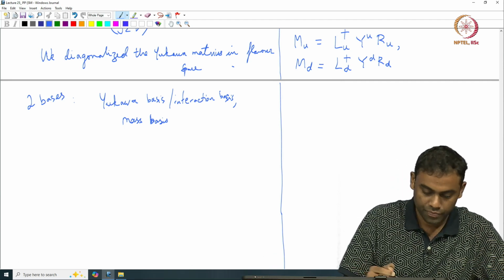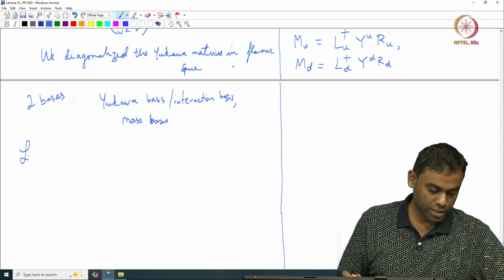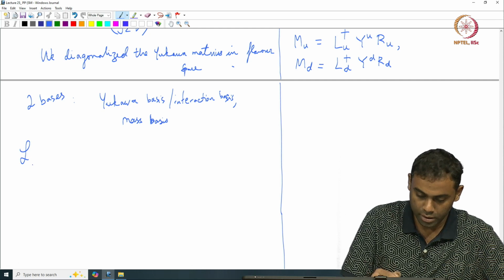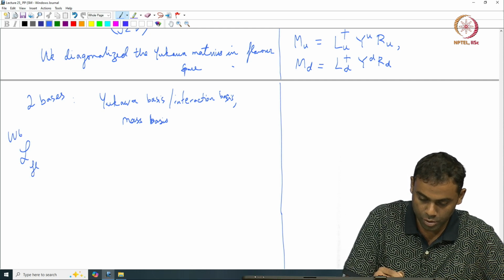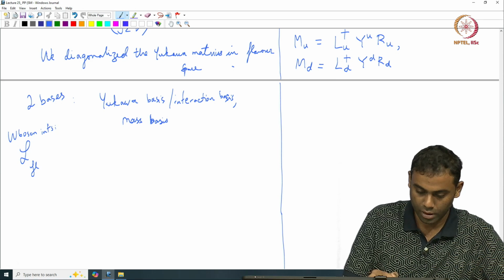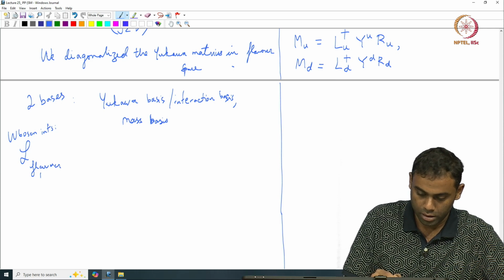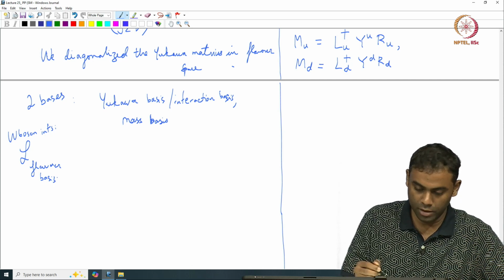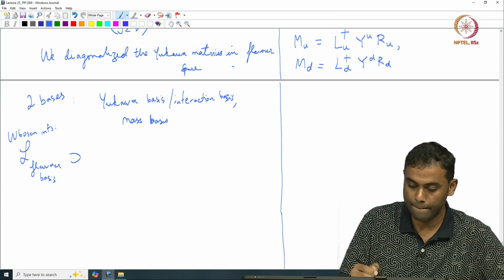Let us look at the W boson interactions, okay, in the flavor basis. So, W boson interactions. So, in the flavor basis, what do I have?